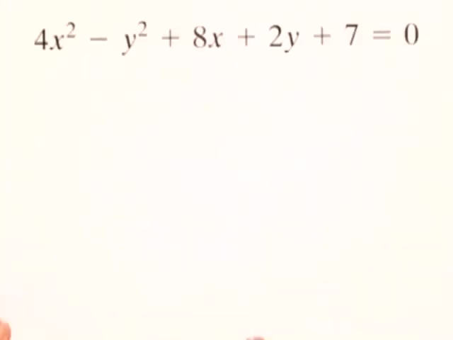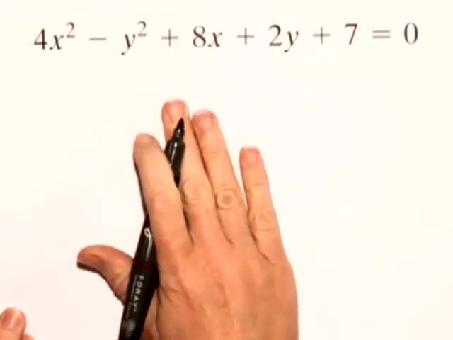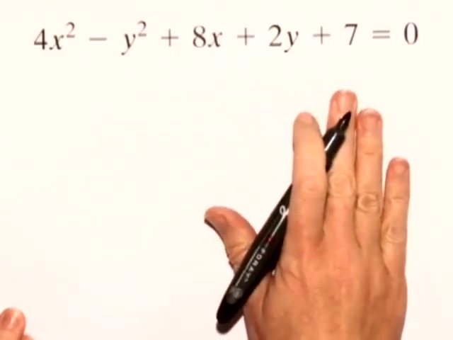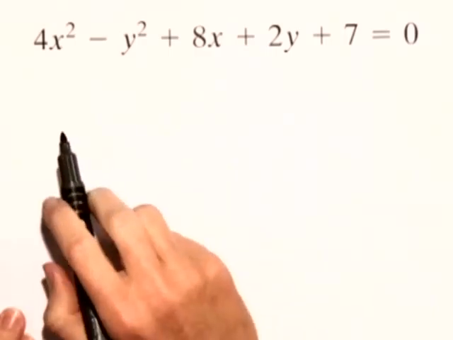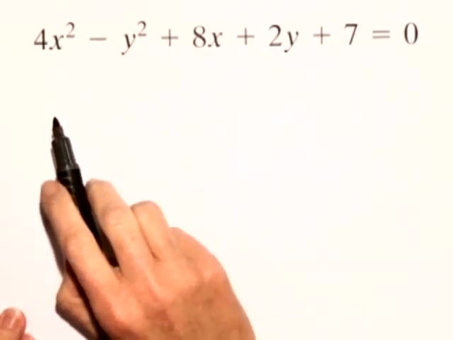For this example, we'll graph a conic section. We have 4x squared minus y squared plus 8x plus 2y plus 7 equals 0. So it's in general form. We first have to put it in standard form.